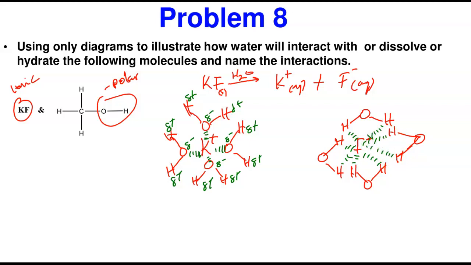Good. Every oxygen is partial negative. Remember that. Don't forget every oxygen, you have to put the delta notation. And every hydrogen is partial positive. So this is how water will hydrate potassium fluoride.